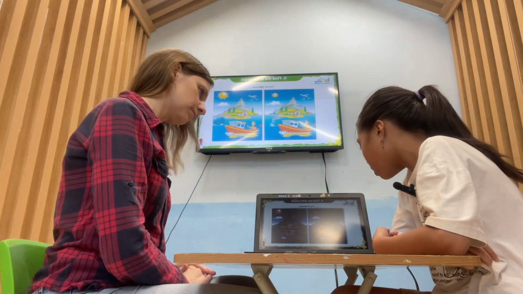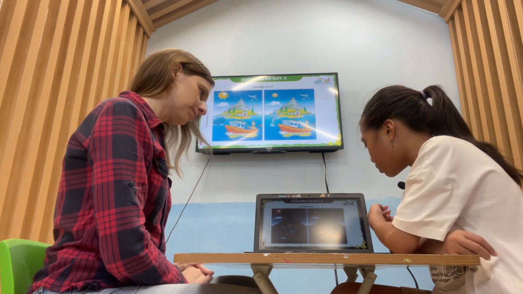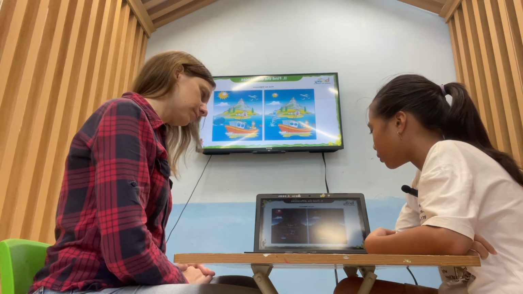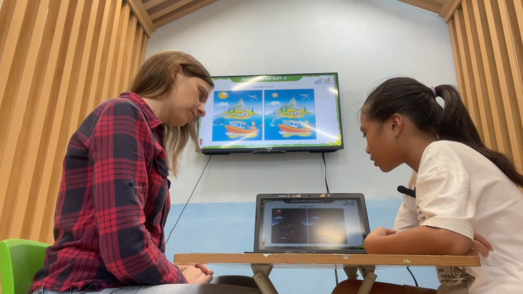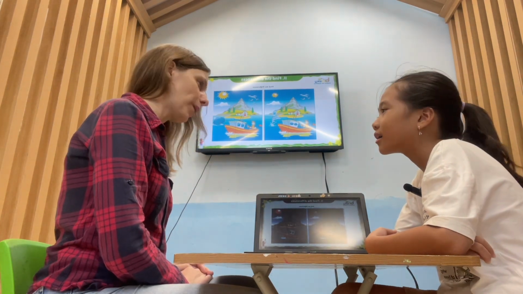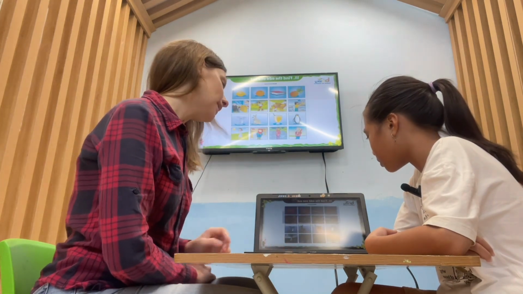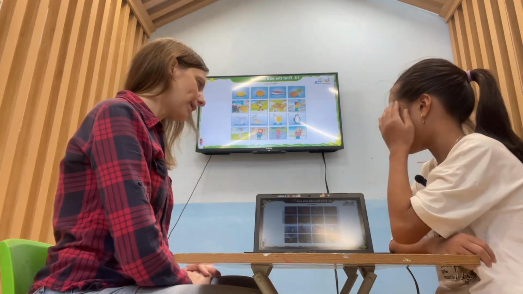Picture one window is a circle. Picture two window is a square. Mm-hmm. That's all. Let's go ahead. Now let's find the odd one out.